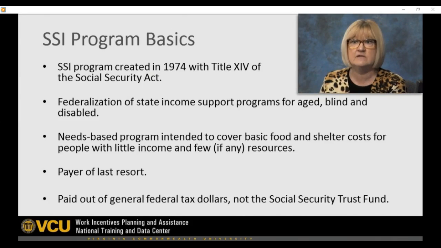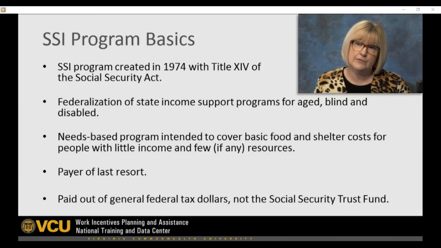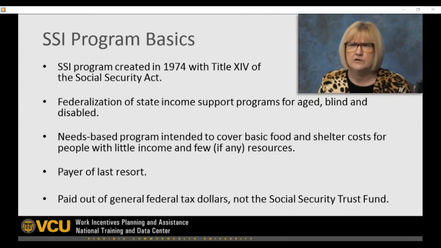It's that means-tested income support program, completely different from the Title II benefits, which are insurance, right? It's a wage replacement program, but it has nothing to do with unearned income or resources. This program definitely is affected by unearned income and resources. It's also what the federal government refers to as kind of the payer of last resort.